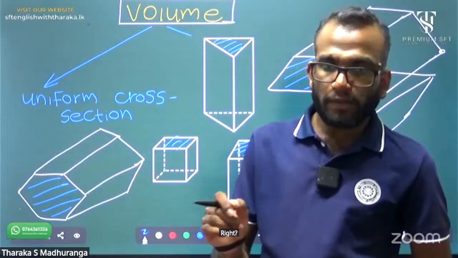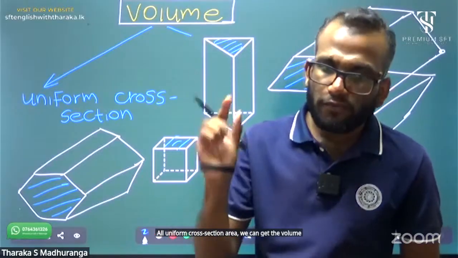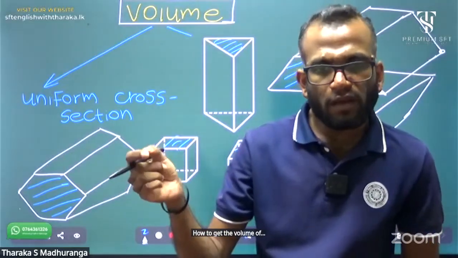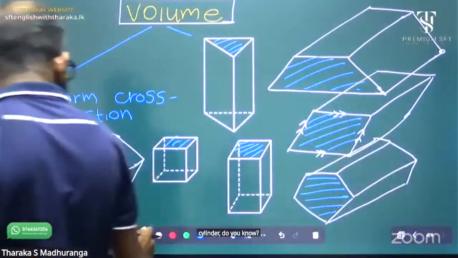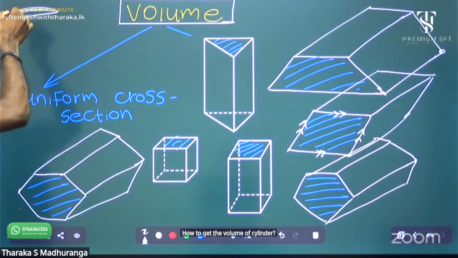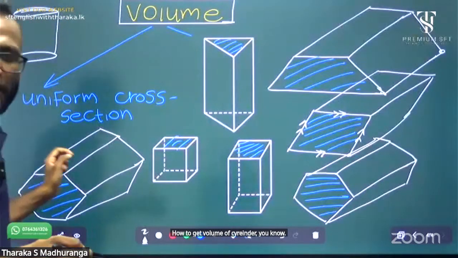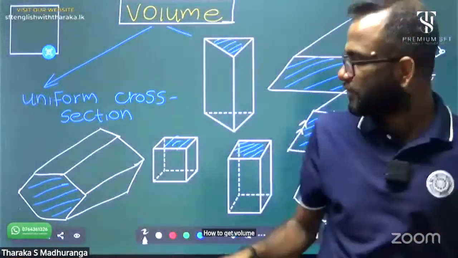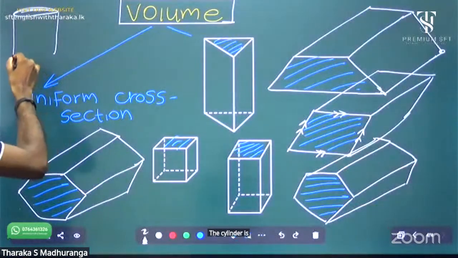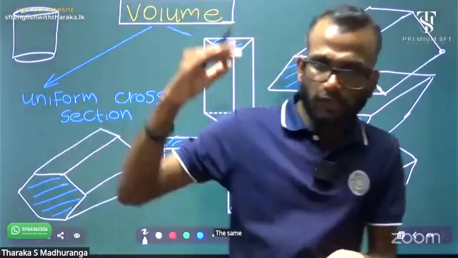Remember, for all uniform cross-section objects, we can get the volume by a simple equation. How to get the volume of a cylinder? Do you know? How to get the volume of a cylinder? The cylinder is the best uniform cross section object, right? The same cross section.